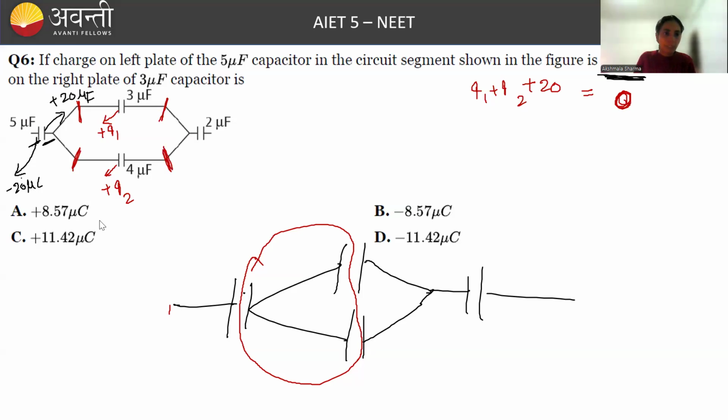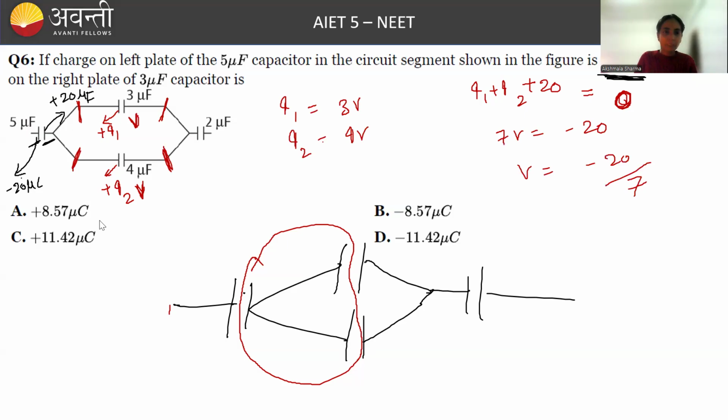Now let's see these two capacitors, 3 microfarad and 4 microfarad, are in parallel. So they will have the same potential difference. Let's say the potential here is V and here also it is V. So Q1 can be written as 3V and Q2 can be written as 4V. So 7V equals minus 20, and V will be equal to minus 20 by 7.